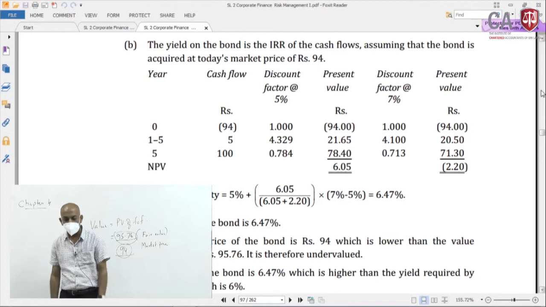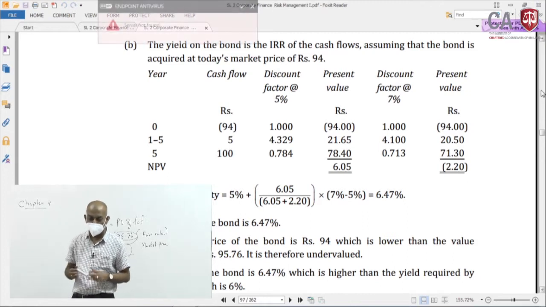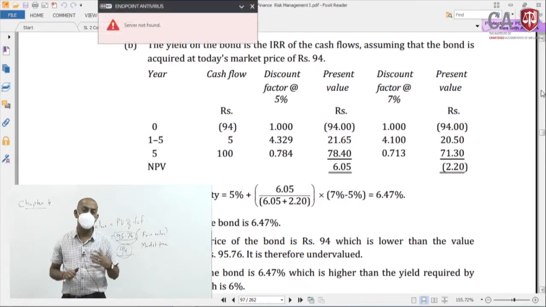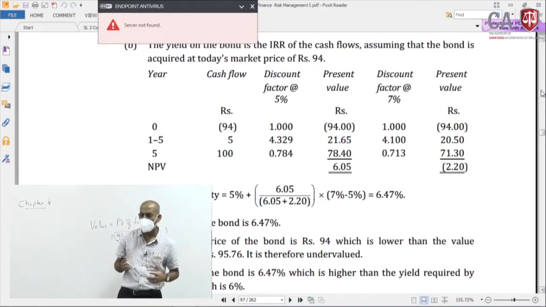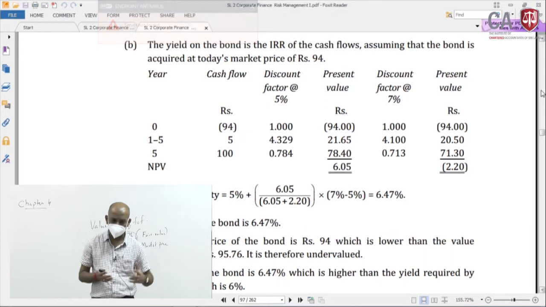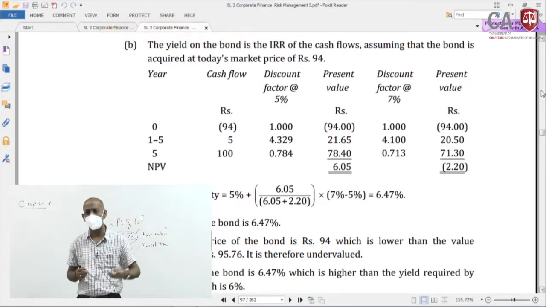So part C, the market price of the bond is 94, which is lower than the value calculated at 95. So the bond is trading undervalued, even though it is worth 95, but trading at 94. It can happen, right? When the economic conditions are not good, certain assets may not get a higher price. It depends on the demand. So when the country is in a recession mode, some of the assets don't get the right price, but they are worth it.